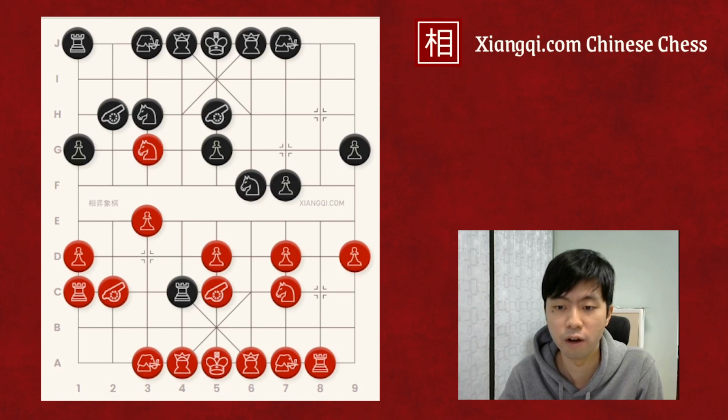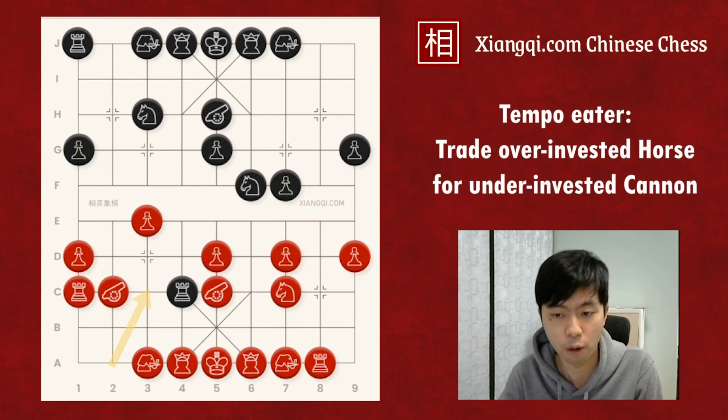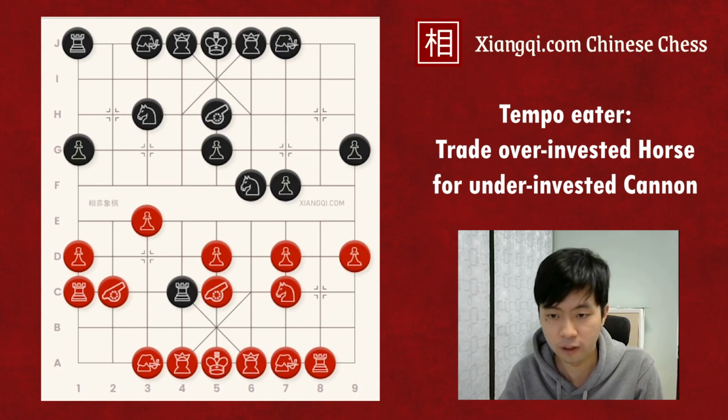Beginners may often attempt to exchange their horse for the opponent's central cannon in the opening, as it appears to be beneficial in terms of piece value. However, it takes 4 moves for the horse to reach the central cannon position, while the black cannon only needs 1 move to get there.